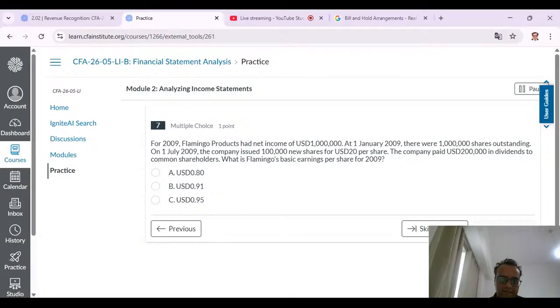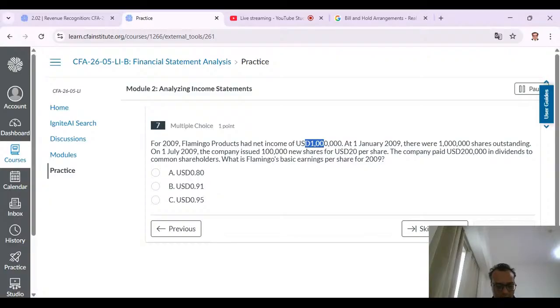In 2009, Flamingo Products had net income of 1 million. In January, there were 1 million shares outstanding. In July 2009, the company issued 100,000 new shares for USD 20 per share. The company paid 200,000 as dividend to common shareholders. What is Flamingo's basic EPS for 2009? So, at a net income of this, there were 1 million shares outstanding.